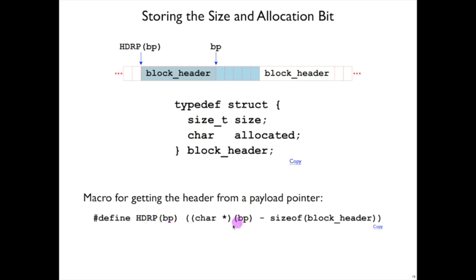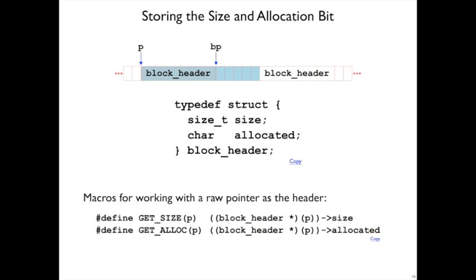And we do that just by making sure we're working in terms of bytes for pointer arithmetic, and then subtracting off the size of the block header. Then we get a pointer that's the address of the block header. And to use that pointer, we can cast it to a block header pointer and then get out the size or allocated fields. And we'll just make macros to make that a little more convenient, where getSize and getAlloc work on generic pointers to extract the size and allocated fields.